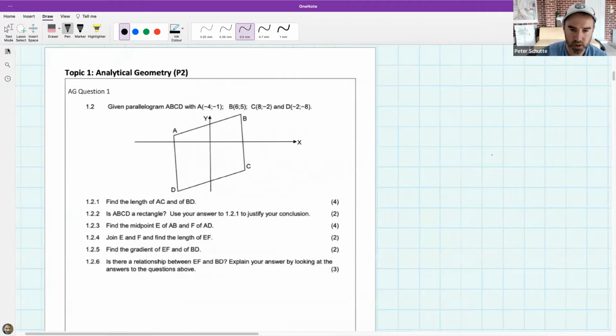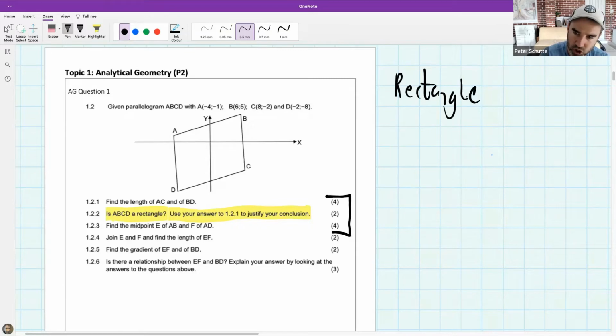All right, so I'm going to ask you to do these first 3 as a group. And then there's one other little bit. Is ABCD a rectangle? Use your answer to this to justify your conclusion. I haven't spoken about this before, but how would we show that something is a rectangle in coordinate geometry? Does anybody know? And put it in the chat if you feel like you have an idea.